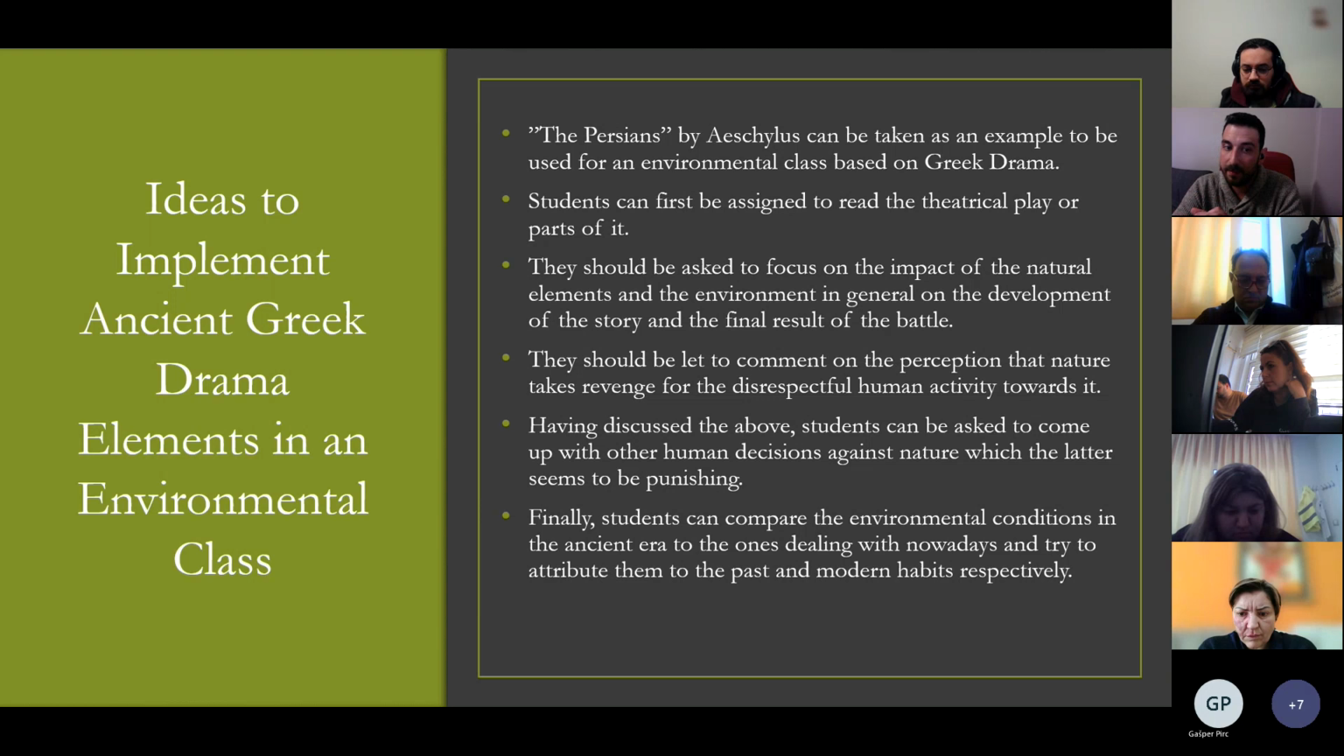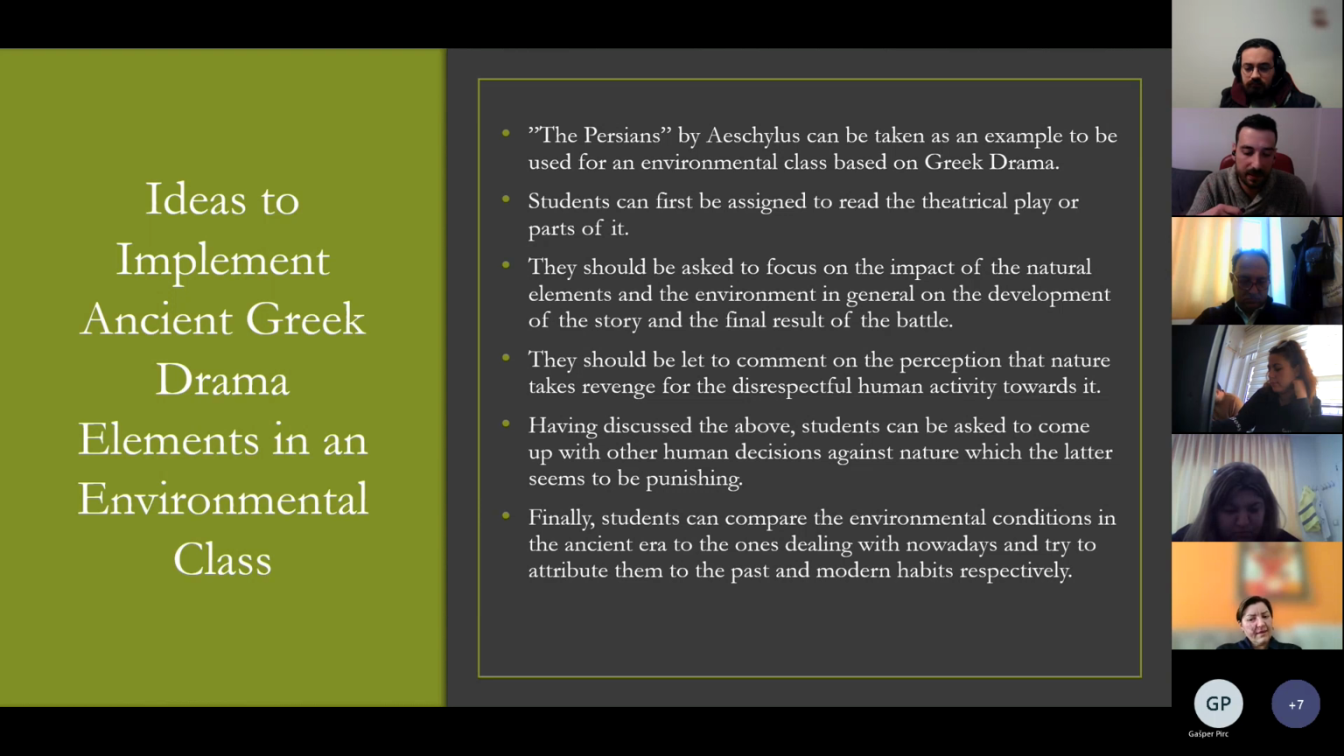Moreover, they can be led to comment on the perception that nature takes revenge for the disrespectful human activity towards it. And having discussed all the above, our students can be asked to come up with other human decisions against nature, which the latter seems to be punishing. So we could probably ask them to compare modern human decisions and how nature, how the environment, how our planet has reacted against these actions.